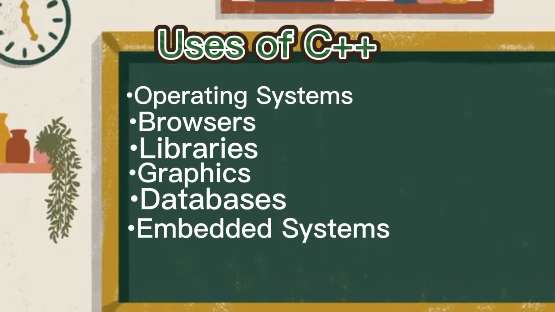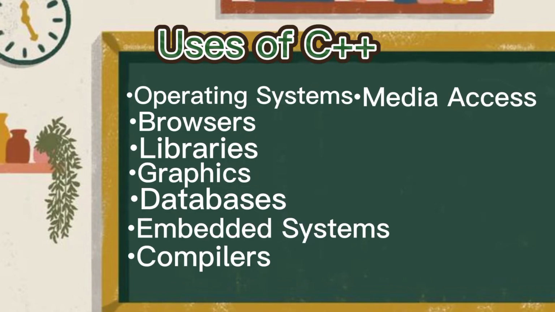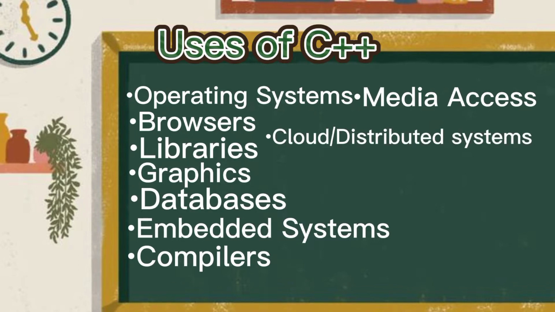Number 6, embedded systems. Different embedded systems such as smartwatches are written in C++, given that C++ is closer to machine code compared to high-level languages. Number 7, compilers. Most of the compilers, such as the compilers of C and Java, are also written in C++. Number 8, media access. C++ is also used for creating media players and managing video and audio files, such as Winamp Media Player. Number 9, cloud distributed systems.